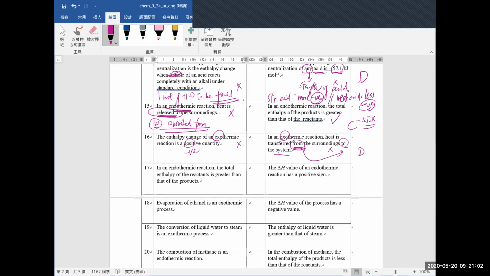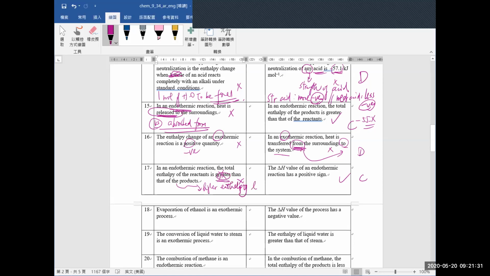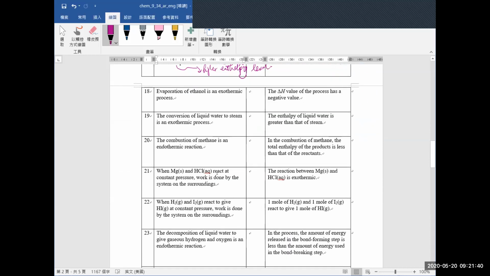17. It is C. Yep, correct. And how about the first statement? How wrong? The total enthalpy of the reactants is greater than that of the product. It is not correct. The enthalpy level of the product is higher. Okay, it's not greater than. Okay, this one is higher. Higher enthalpy level. How about the next question? 18.